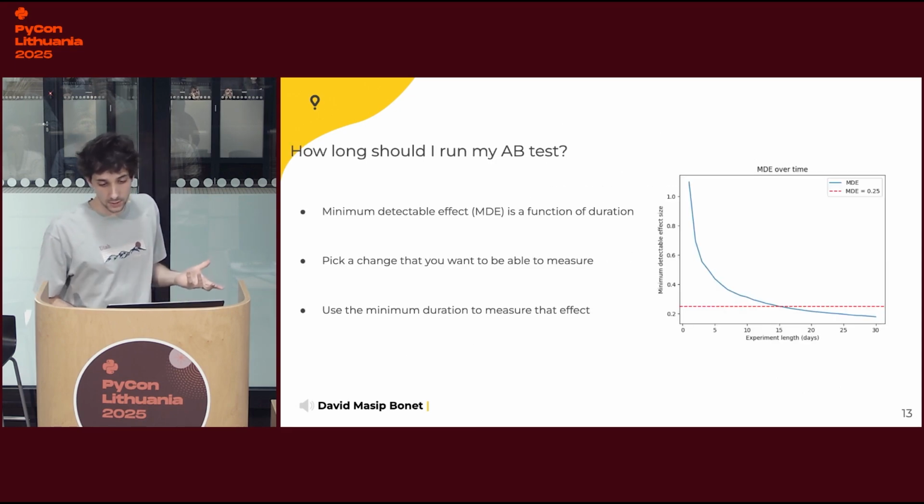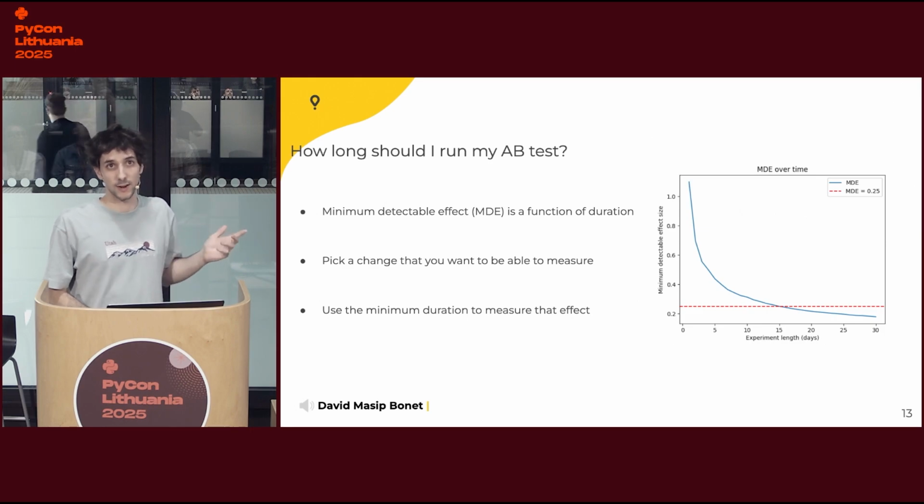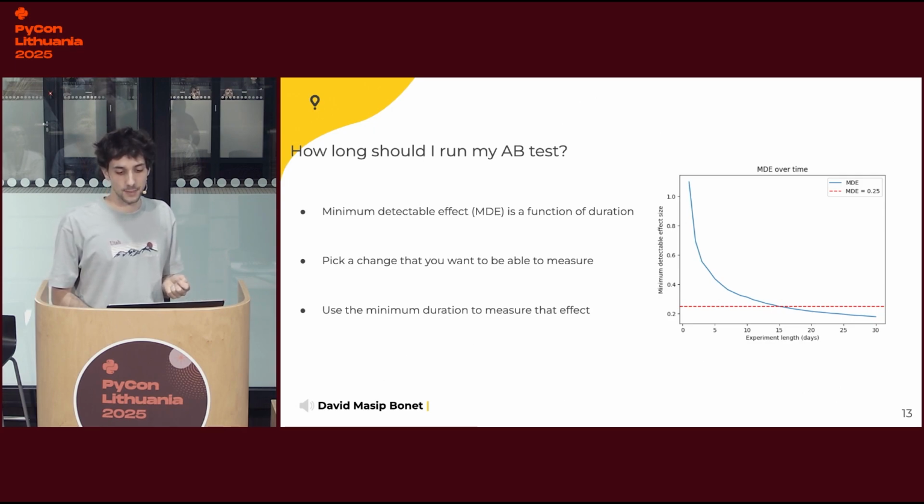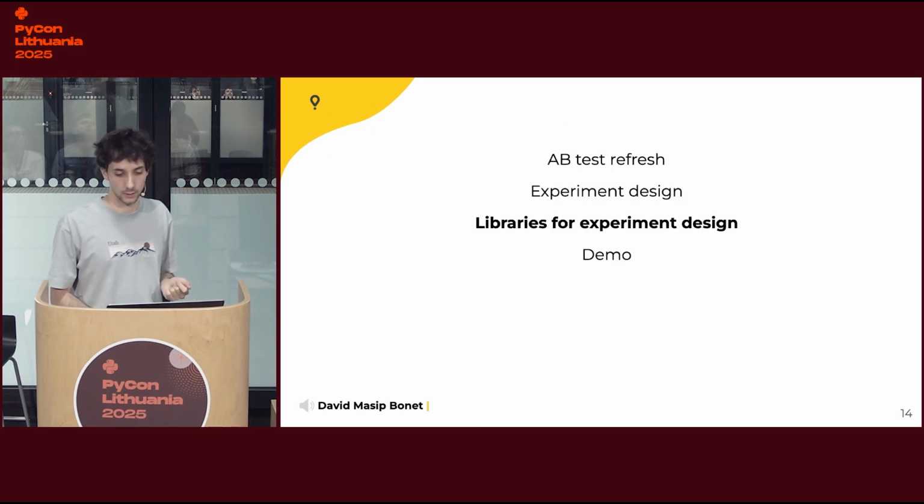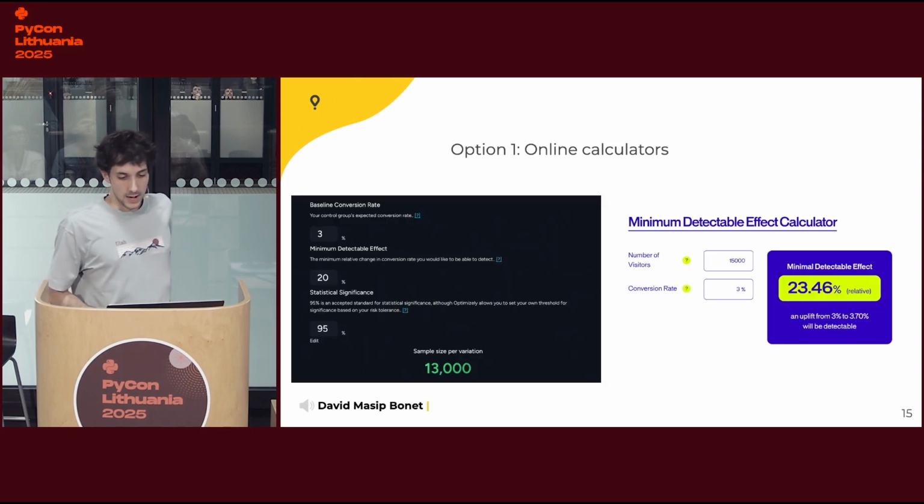And the rest of the talk is going to be about how to draw these lines. So now I hope it's clear that once you have this line, it's easy to decide the experiment length. Now what we're going to focus on is how we can draw these lines. And actually, there are different ways of doing it. The first one is using online calculators.